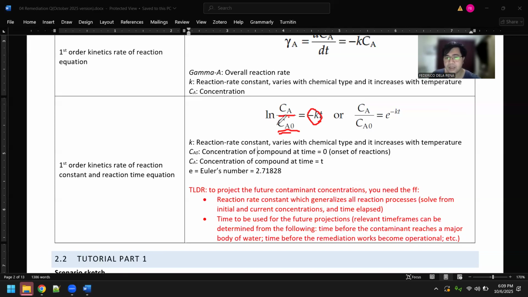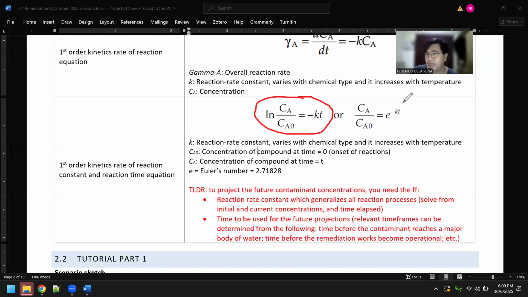Okay. So as long as you have these, you can determine the reaction rate constant, and from there you can actually use this equation again to predict the future. Essentially, just predict the concentration in the future, which is important, especially if you are aiming for a safe level of concentration. Okay. So we're gonna solve that in the example later on. Okay.